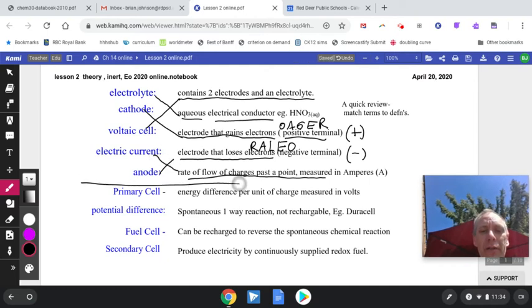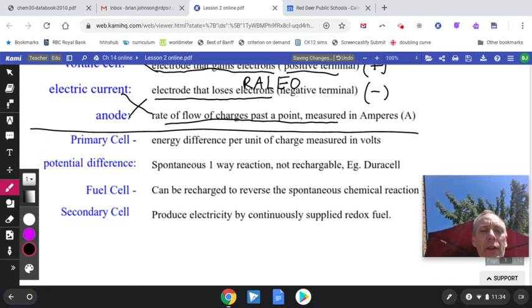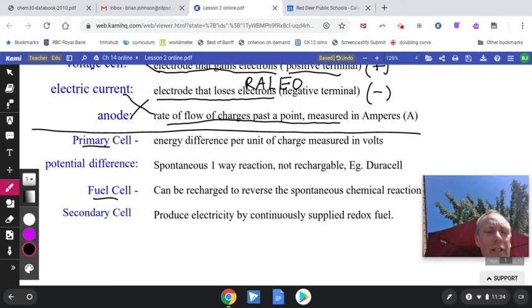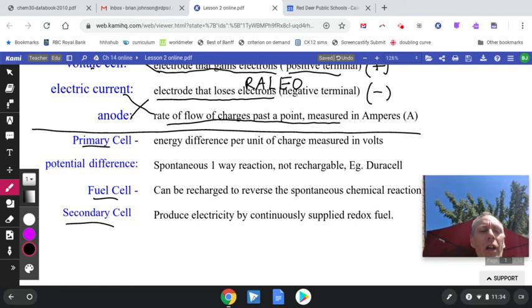Okay, so we've cleaned off the top half. Now we'll do these last four. Okay, so we've got a primary cell, a fuel cell, and a secondary cell, three different types, and hopefully you remember the difference between those three. So primary cell is your throwaway batteries, so we call it a one-way reaction. They're spontaneous. You cannot recharge them. You toss them out when they're done. The rechargeable ones are your secondary cells. They can be recharged. You can reverse the spontaneous reaction.